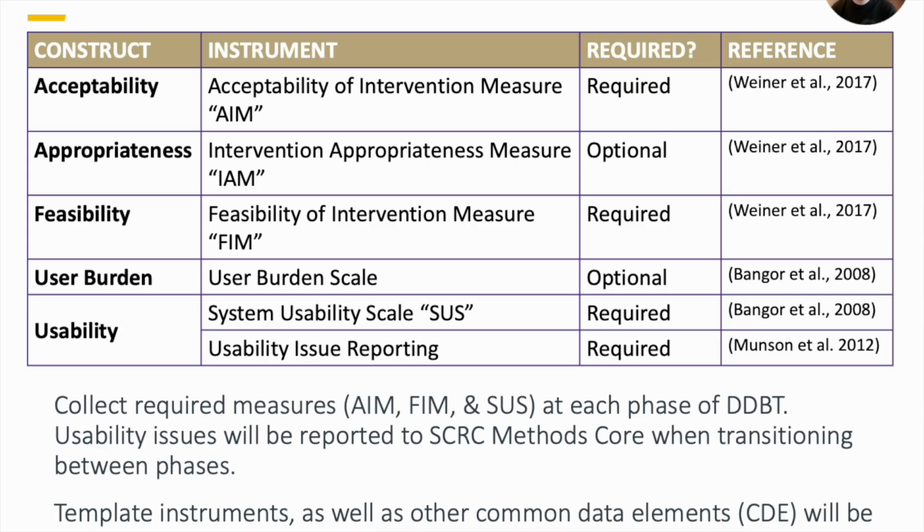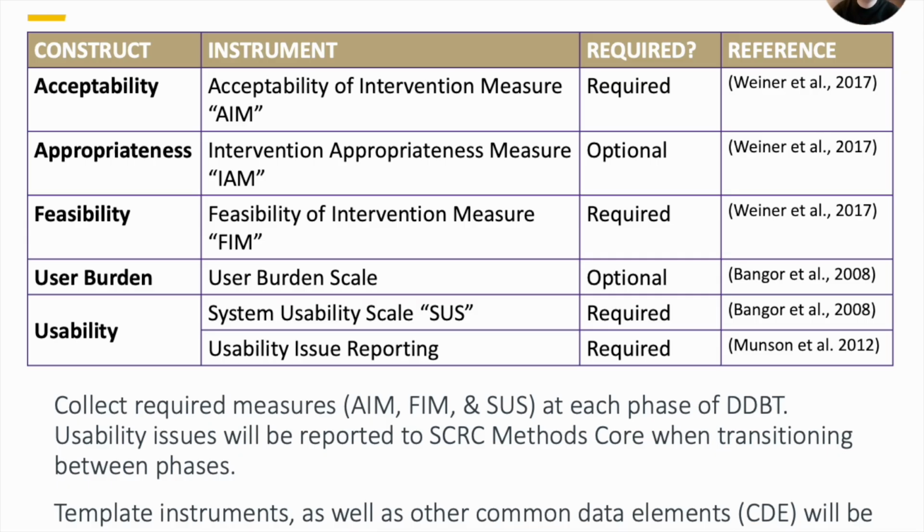So the AIM, IAM, and FIM are the respective instruments that will measure acceptability, appropriateness, and feasibility. These are all 4-statement probes that a respondent ranks on a 5-point Likert scale, and the AIM and FIM are going to be required. IAM is optional. As we look at usability, usability is the degree to which an intervention, service, or practice can be used easily, efficiently, and with satisfaction or low user burden by a particular end user. And the System Usability Scale is a 10-statement probe, also with a 5-point Likert scale. So those are your required measures.